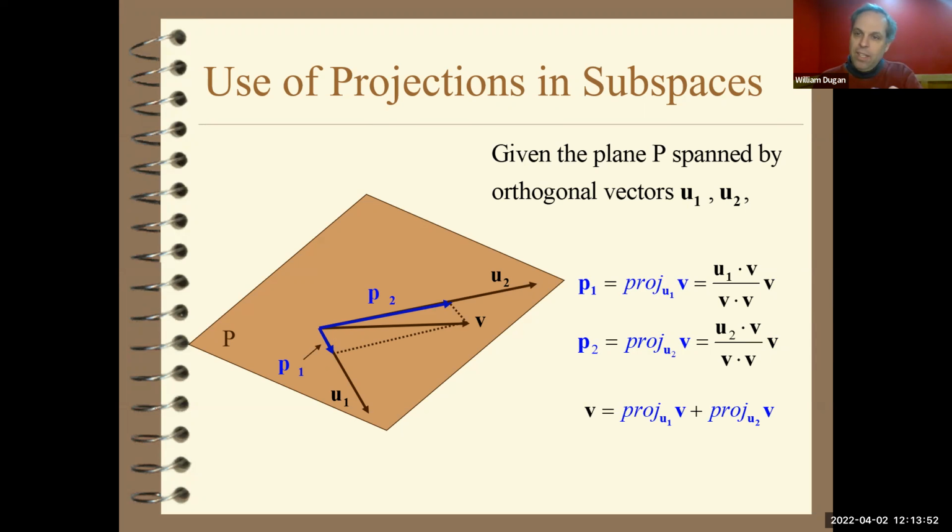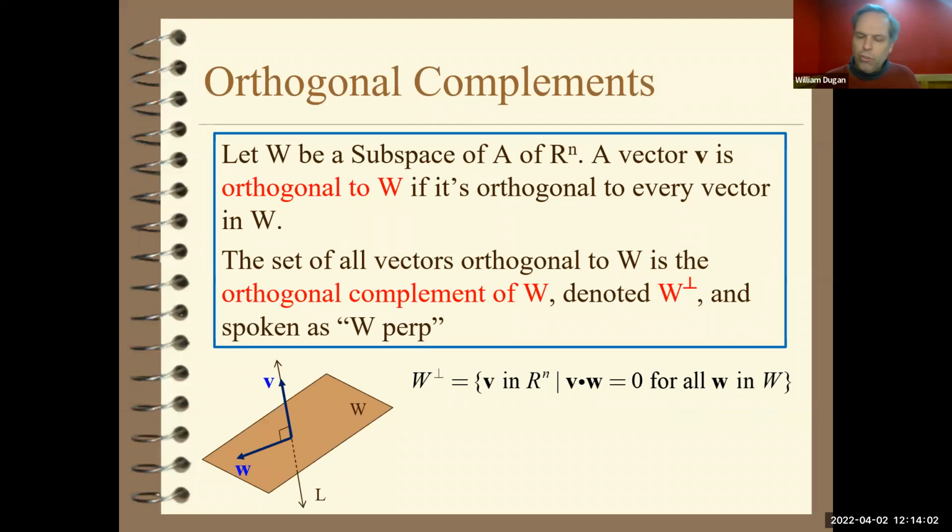I want to take this idea and extend it to vectors that are not in the plane but out of it also, to see how it relates to these different projections. To do that, though, I need to introduce a new concept. If you have a subspace of Rn, let's say that subspace is called W, a vector v is called orthogonal to that subspace W if it's orthogonal to every vector in W.